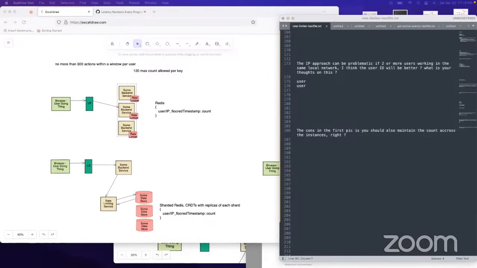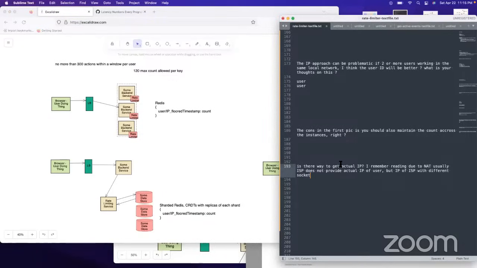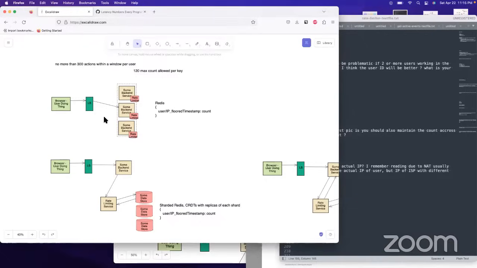Okay, next question. Is there a way to get the actual IP? I remember reading that due to NAT, usually the ISP does not provide the actual IP of the user, but the IP of the ISP. I thought there was some way you'd get some kind of IP address of the user. I thought that you can do an IP ban.